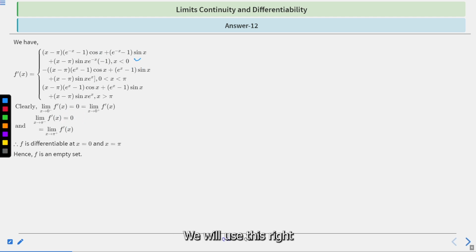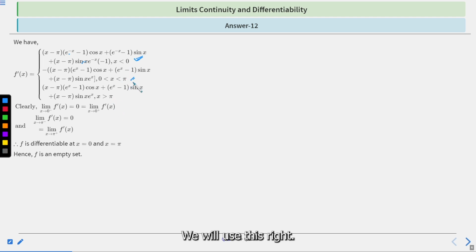For 0 minus, we will use this, right? Because here x is less than 0. So in f dash x, put x equal to 0. This term will be minus pi, and this term will be cos 0, so 1 minus 1 is 0. This term will be 0, and this term will be 0 also, right? Clear? With x equal to 0, sin x is 0 here, so this whole term will be 0. Clear? So the limit x tending to 0 minus of f dash x is 0, and then the limit x tending to 0 plus.